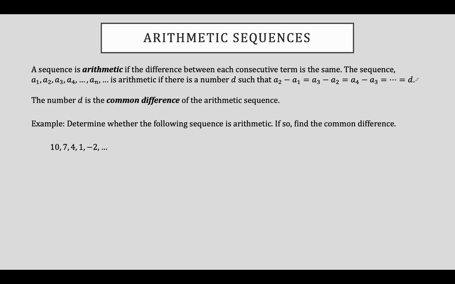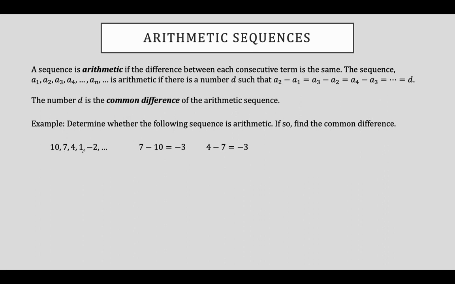Let's take a look at an example. Determine whether the following sequence is arithmetic. If so, find the common difference. Well, again, if it's arithmetic, anytime I take the difference of one term and the previous term, I should always get the same value. Let's test that out. If I take the second term and subtract the first term, 7 minus 10, I end up with negative 3. Similarly, we can take the third term, 4, and subtract the second term. 4 minus 7 gives us negative 3 as well.